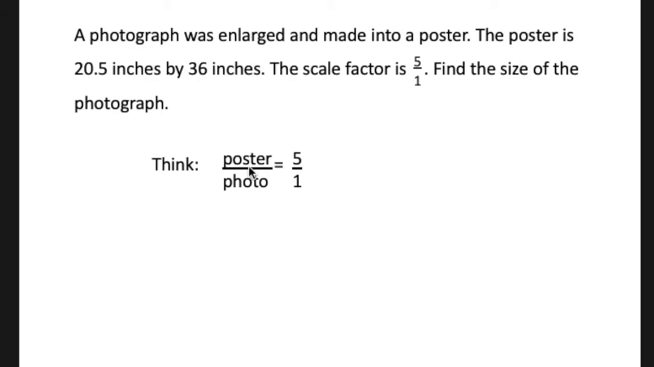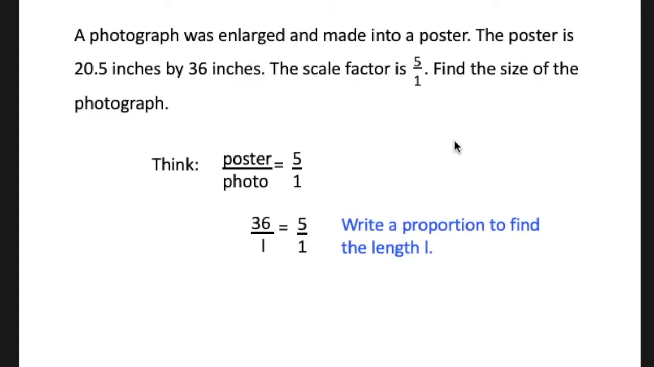I'm hoping you guys are seeing the relevance of having started with the ratios and proportions, because now when we do scale factors, you need to apply that knowledge here. So poster to photograph. This one is given, we need the photograph. We are given the scale factor, which is equal to 5 to 1. Then what we do is express it in a proportion to find whatever length is missing.